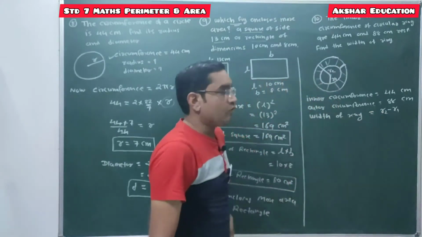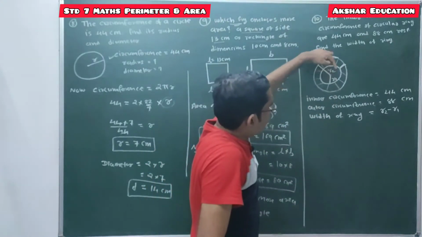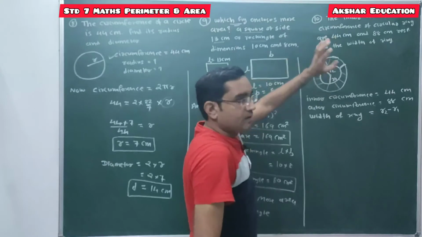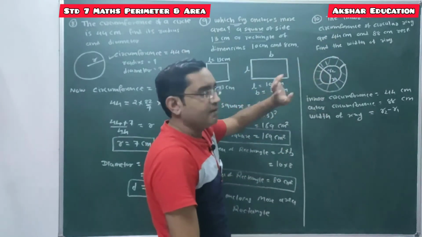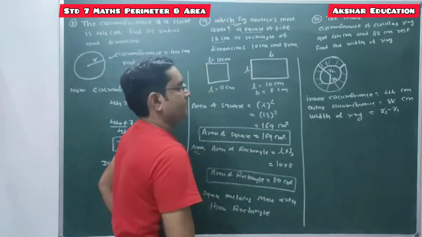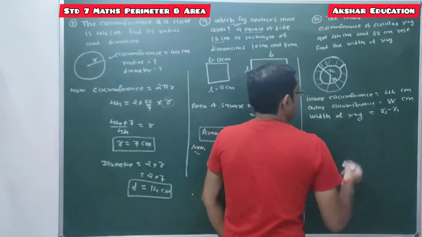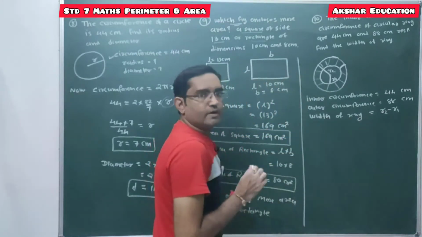The difference of radius of both circles, that is outer radius minus inner radius, R2 minus R1, is nothing but the width of the ring that you have to find. So from these two given data, we have to find the values of the radius, and then you have to perform the subtraction of radius.